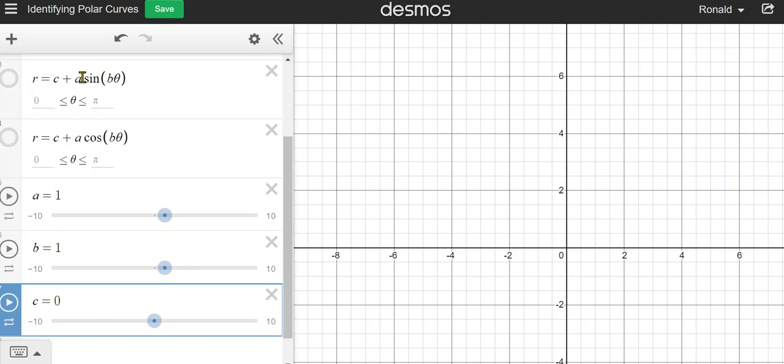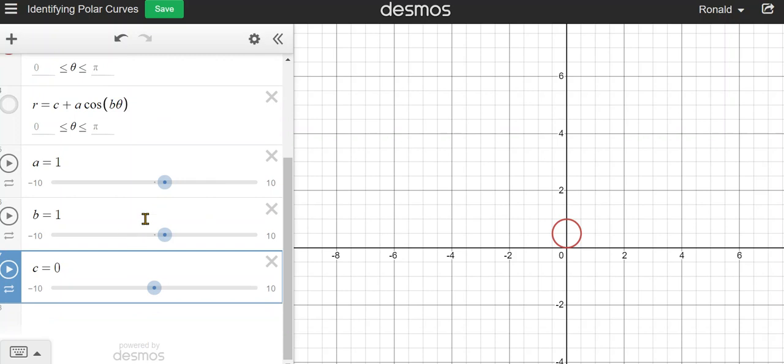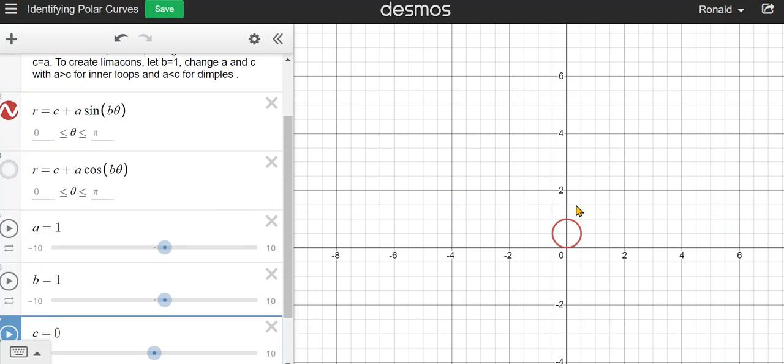So here I have my general formula, r equals c plus a sine of b theta, r is equal to c plus a cosine b theta. Let's take a look at the sine function first. Now I have my sliders set so that c is 0, b is 1, and right now a is 1. So this graph right here, this curve, is simply the curve of r is equal to the sine of theta.